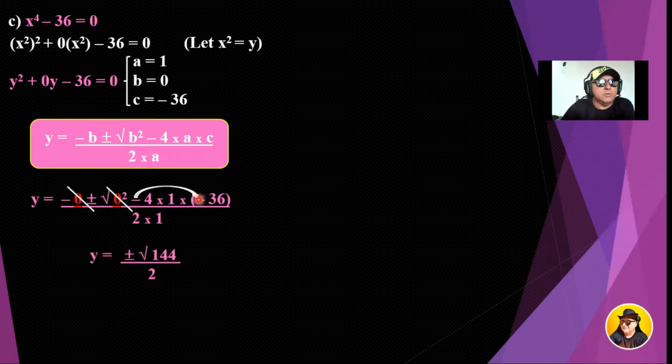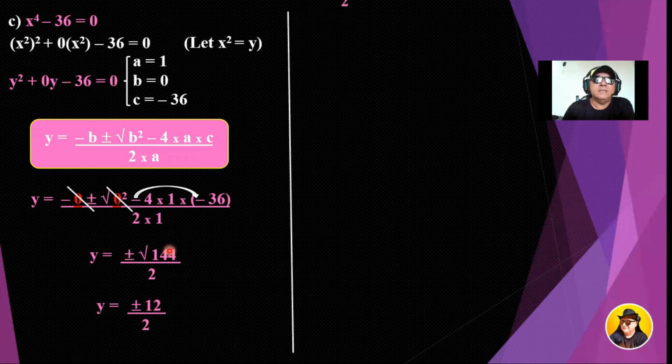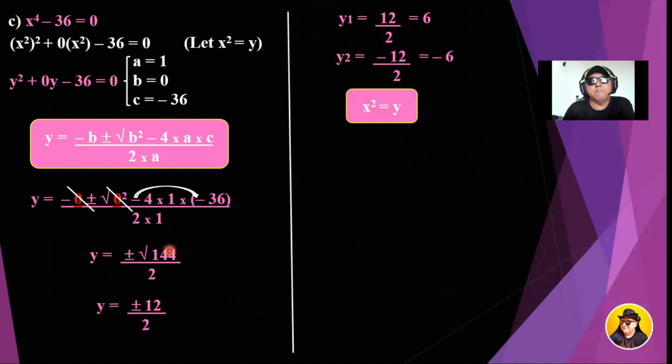So look at what I did. y is plus or minus root of 144. What are the roots of 144? They are positive 12 and negative 12. Great. So now I have y is plus or minus 12 over 2. Let's get both answers. 12 over 2 is 6, and minus 12 over 2 is minus 6.